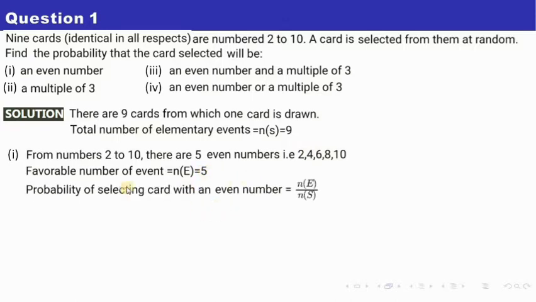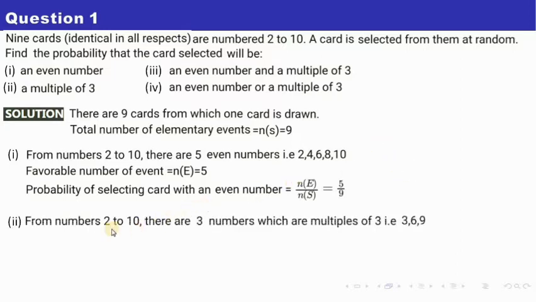So the probability of selecting a card with an even number, according to the formula, is NE by NS. And what is NE? NE is the total number of favorable outcomes, so the favorable outcome is 5. And what is the total number of outcomes? Total number of outcomes is 9. So my answer for this will be 5 by 9. Alright, let's move on to the next question, question number 2.